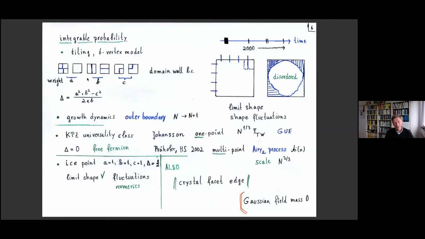Once you have the free fermion point, it's clear that you should get more information. If you work hard enough, you should get the Tracy-Widom distribution, and if you work even more, you should also get the multi-point distribution. So not only the height at one single point, but also the full statistics of this line. At the time we called that the Airy2 process. This is related to the lateral correlation length, which goes like n to the two-thirds.